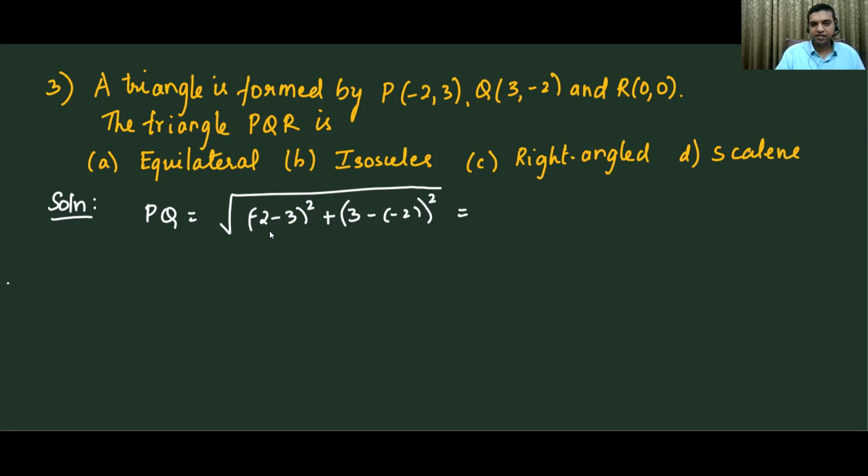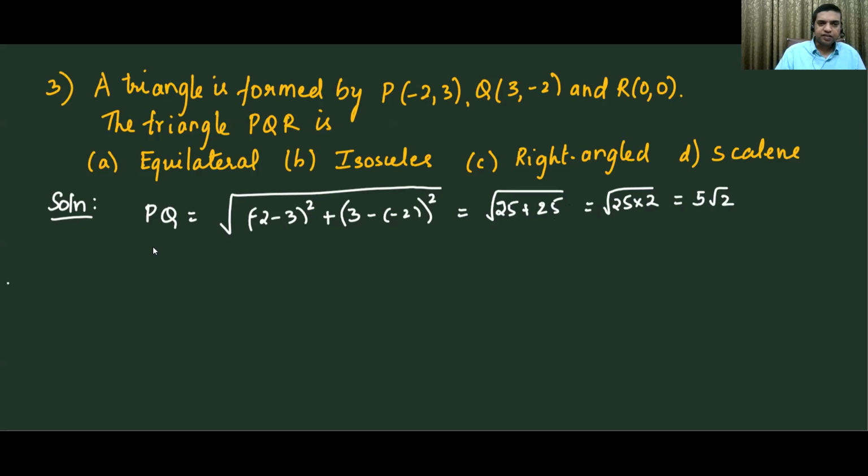Be careful of the signs. x1 is minus 2, x2 is 3. So (-2 minus 3) whole square plus (3 minus of minus 2) whole square. So you get 5 square plus 5 square. 3 plus 2 is 5. 5 square is 25 plus 25. So you get 25 into 2, 50 basically. So it is 5 root 2 distance.